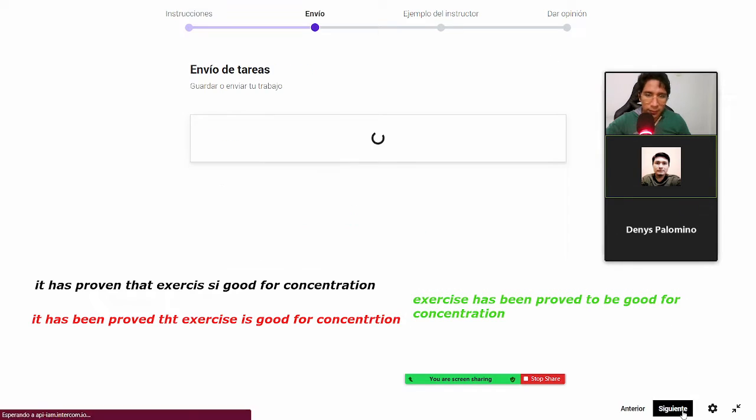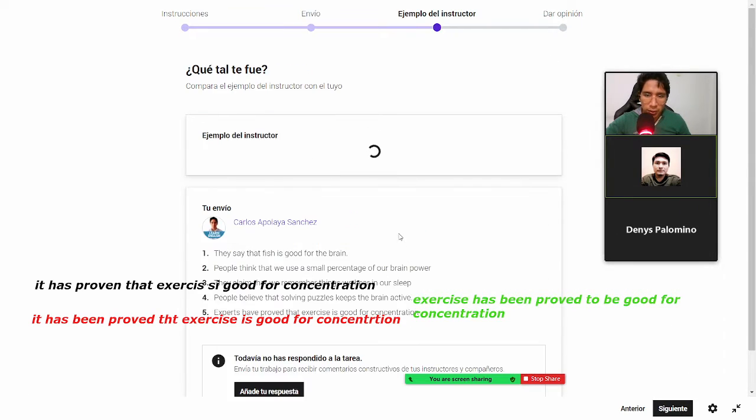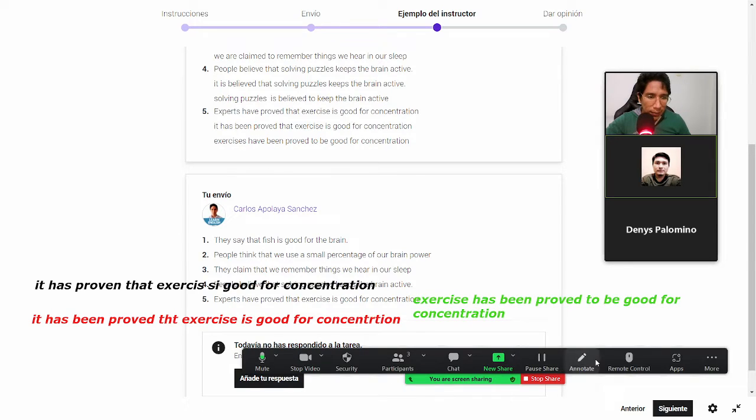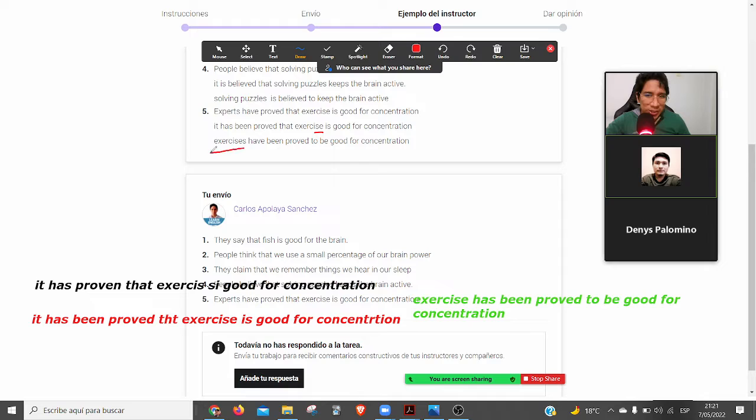Okay, yes. Let's check the answer. The last one. It has been proved that exercise is good for concentration. Exercises have been proved because it's in plural, of course. You told me exercise. Plural. Yeah, exercises. But don't worry, because I wrote exercise here and then I changed it. It was my fault. No worries. Another way to say no worries: no problem. Everything is okay.